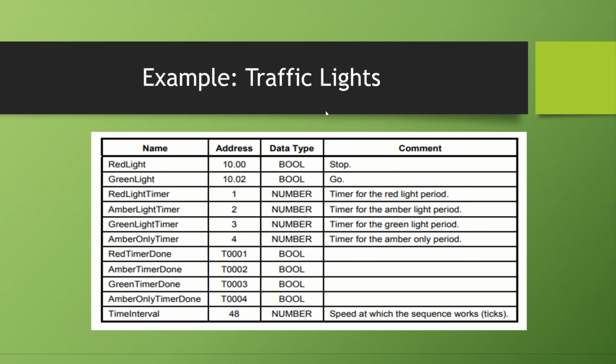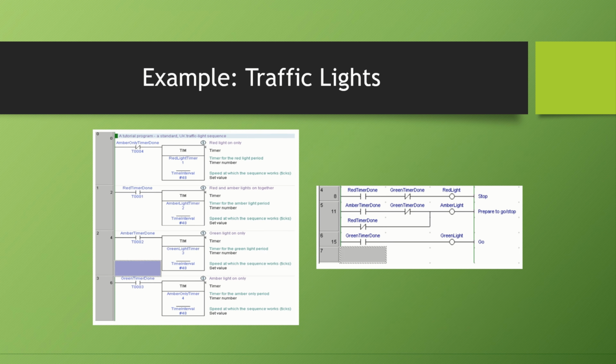Now we are going to have an example, as I said earlier, and our example will be traffic lights. We are going to use these addresses and these names or descriptions on our ladder diagram. Likewise, these comments will also appear on the ladder diagram program. Here is the ladder diagram of a simple traffic light.